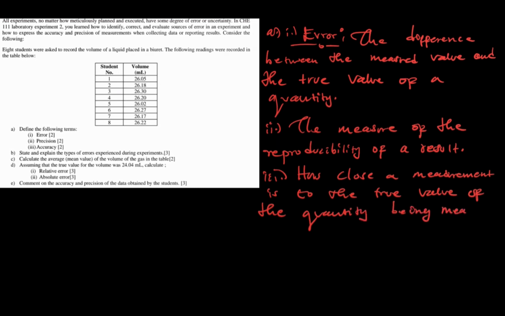All right, so be mindful of everything that I've looked at. We have defined error, which is the difference between the measured value and the true value of a quantity. We've also defined precision, which is the measure of the reproducibility of a result. Then we also defined accuracy, which is how close a measurement is to the true value of the quantity being measured.